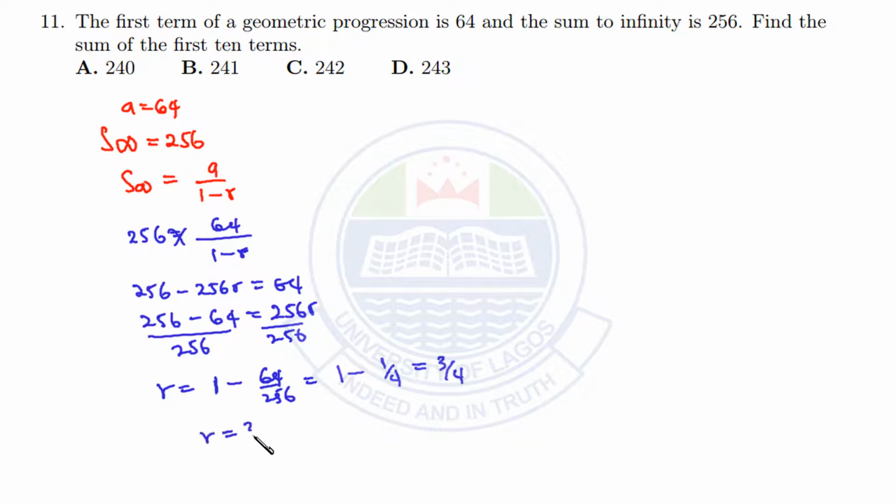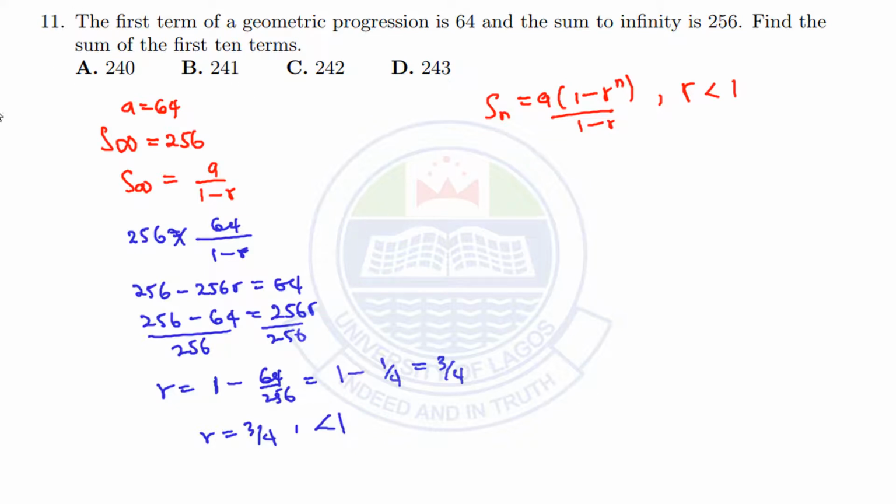That means my common ratio is 3 over 4. Of course, my common ratio is less than 1. So what is the sum of the first n terms? The sum of the first n terms, if your r is less than 1, is given by this formula: a open bracket 1 minus r raised to power n over 1 minus r, provided that your r is less than 1. So if I substitute all these parameters inside, what am I going to have?